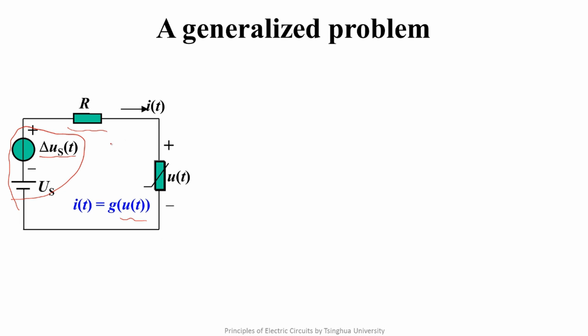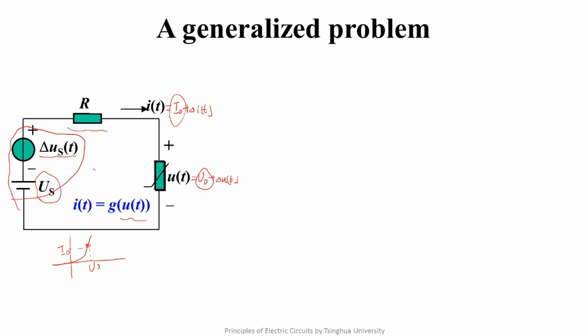In the case of the disturbance, we define the current of the whole circuit as I0 plus delta IT. We define the voltage of the nonlinear resistor as U0 plus delta UT. U0 and I0 refer to the working point under the excitation of Us alone. Recall such a working point just now. It is a concept of U0 and I0.